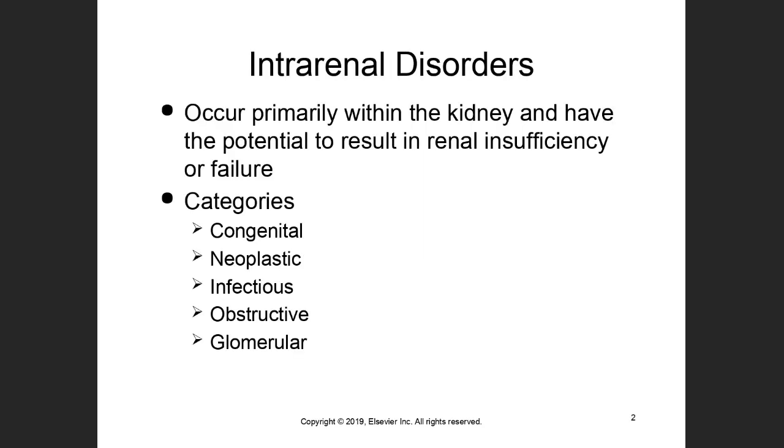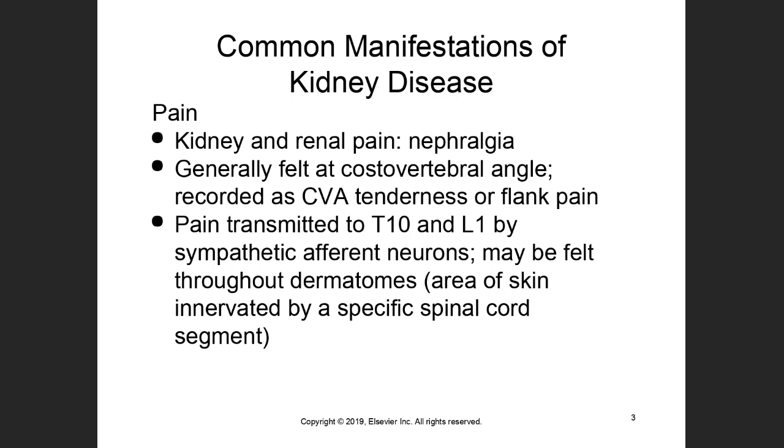Intrarenal disorders occur primarily within the kidney. Intrarenal is basically inside the kidney. We have categories like congenital, neoplastic, infection, obstructive, and glomerular disease. Those are diseases that affect the glomerulus. Now we have pain. Pain in the kidney, the right terminology is nephralgia. Nephralgia is right here.